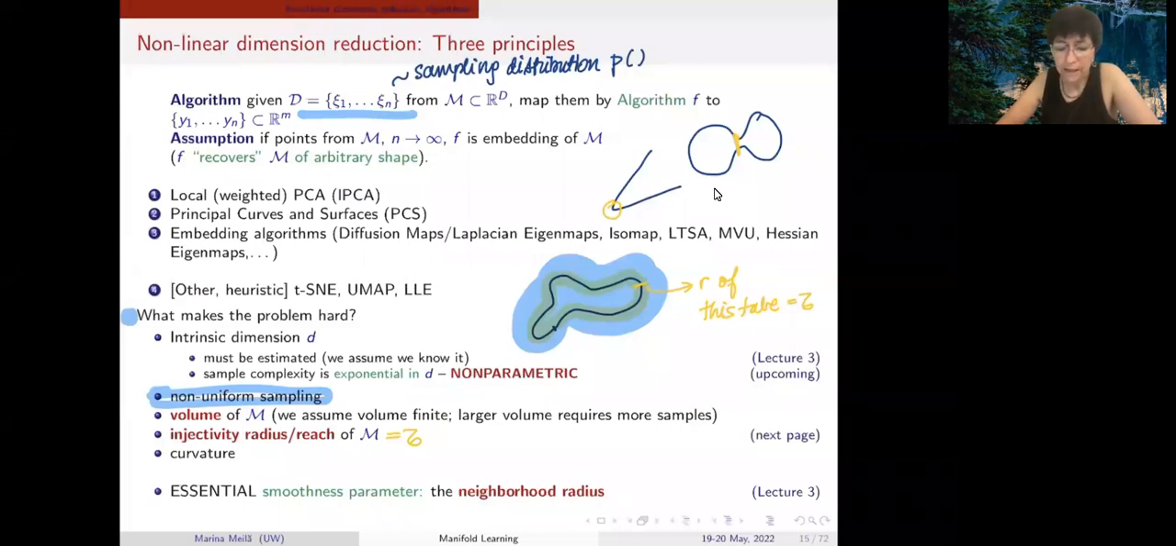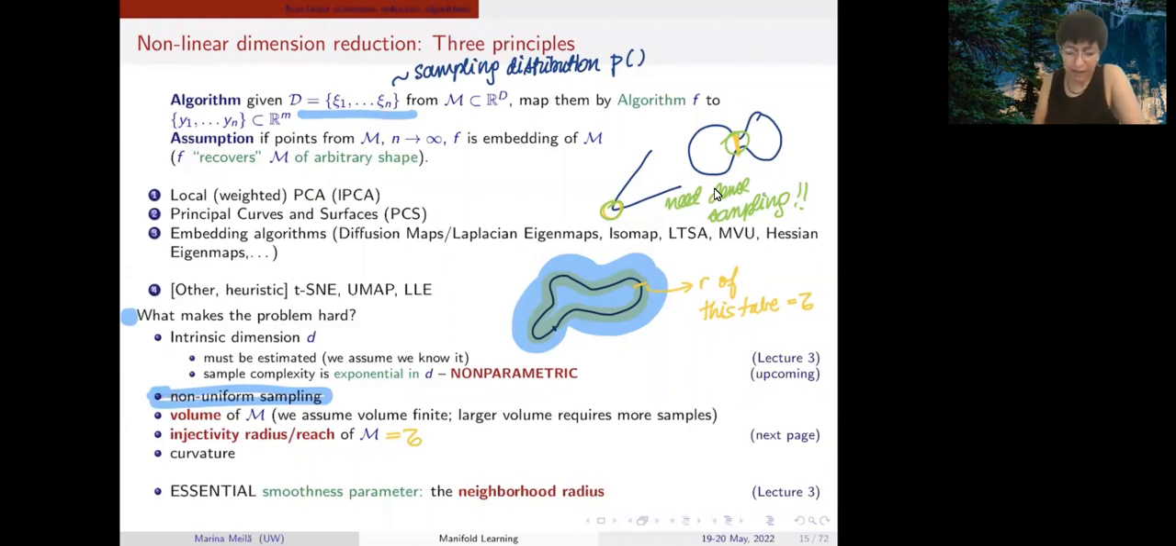And what this means is that in these regions, we need a lot of data to estimate the manifold. So in these regions, we need very dense sampling. Otherwise, we are not going to estimate the manifold correctly. And this is what makes injectivity radius a challenge for manifold embedding algorithms. So it has a lot to do with the sampling of the data.